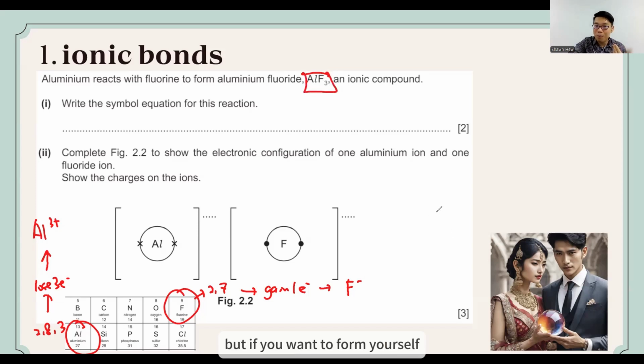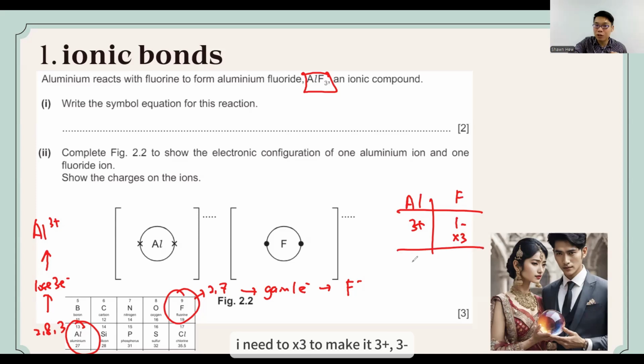But if you want to form it yourself, you also know how to form, right? So aluminium 3 plus, fluoride 1 minus. So here I need to times 3 to make it 3 positive, 3 negative. That's why we know it's Al1F3.